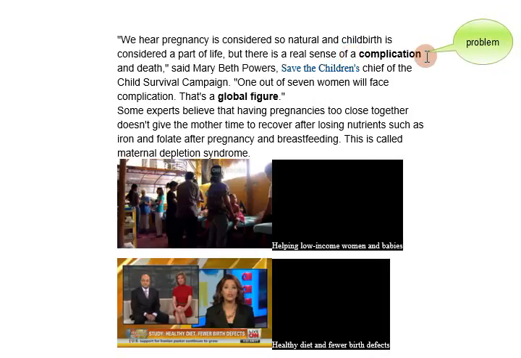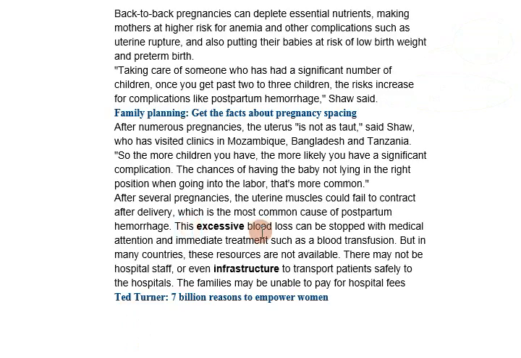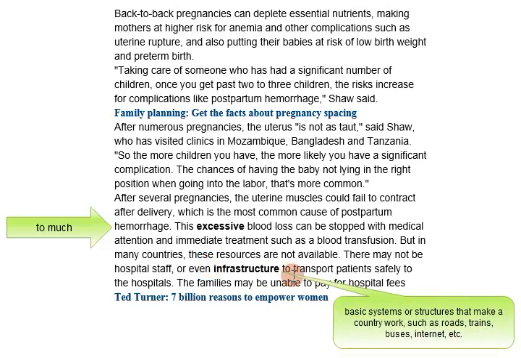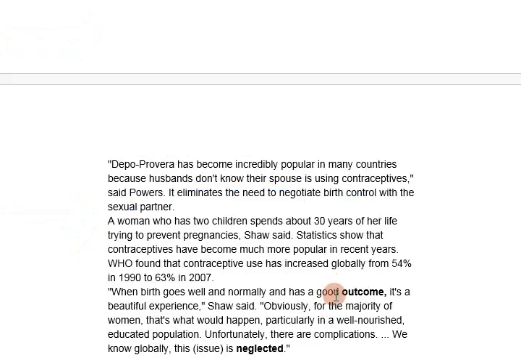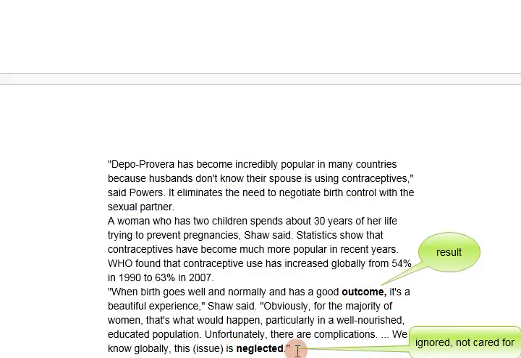Complication means a problem, and global figure is a worldwide number or statistic. Excessive means too much, and infrastructure are the basic systems or structures that make a country work, such as roads, trains, buses, internet, etc. Relinquish means to give up, and rural means in the countryside. Outcome is the result of something, and neglected is ignored or not cared for.